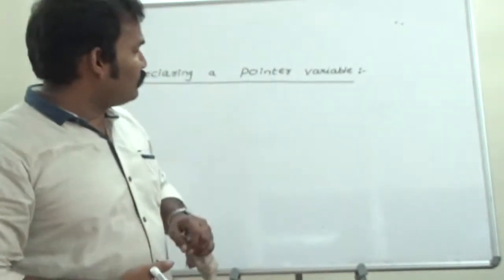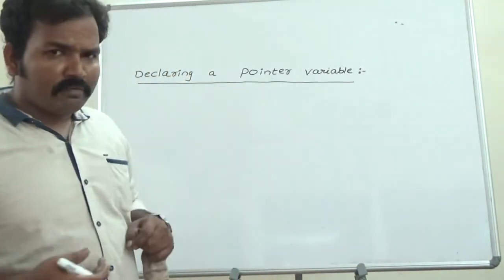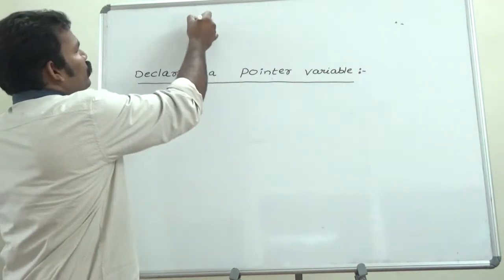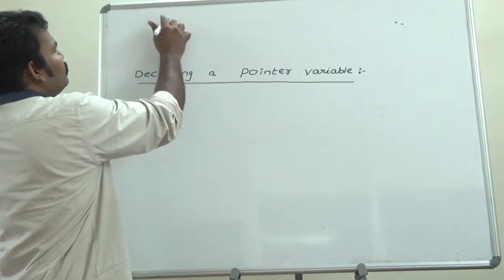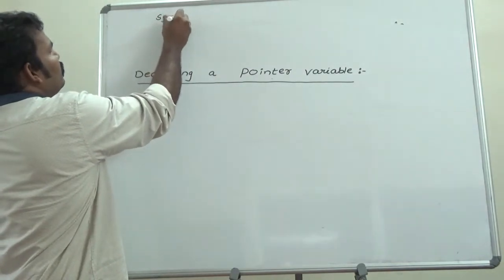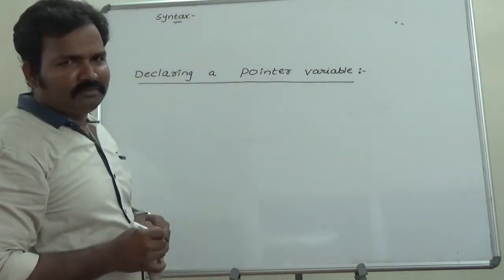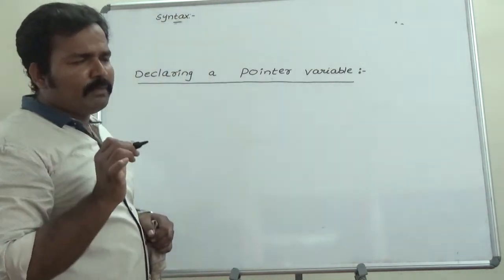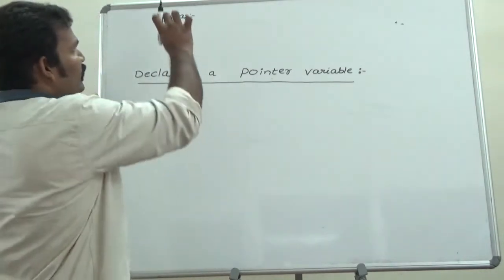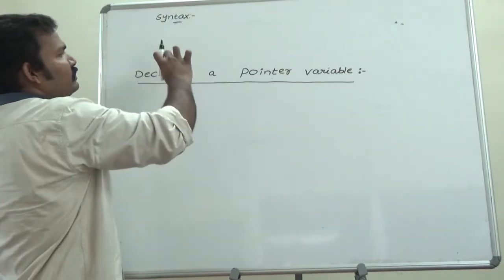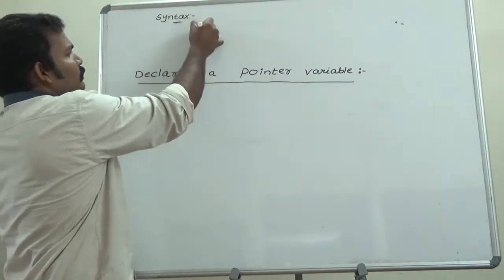So now, how to declare a pointer variable? First, how do we declare a normal, ordinary variable? To declare a variable, here we have to use a particular syntax. By following this syntax, we can declare a variable. The syntax will be like this.